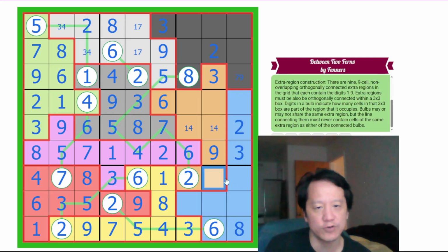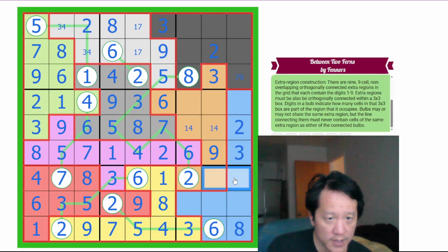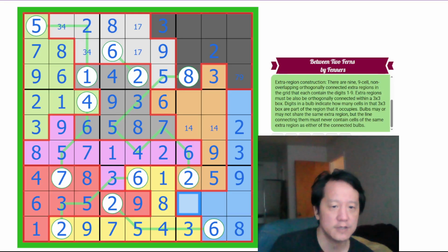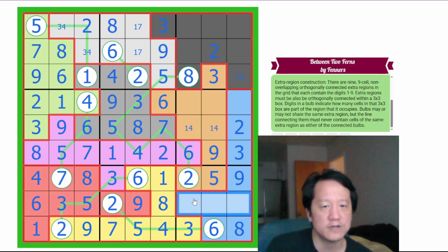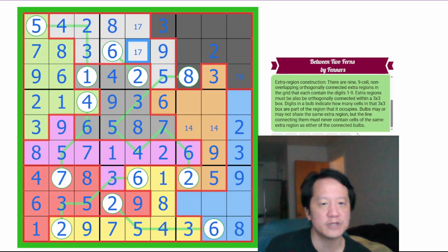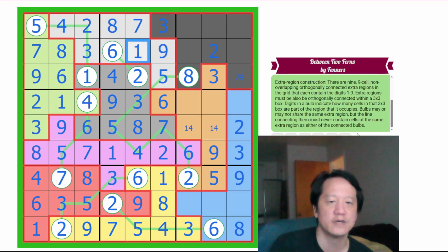8 eliminates 8 here, so that's 1 and 8. Remaining digits of row 7 have to be 5 and 9. And this can't be 9 because of 9 in the column. So this is 5, that's 9. Remaining digits of... 3 eliminates 3 here, so that's 4, which makes that 3. 7 eliminates 7 here, so that's 1, which makes that 7.